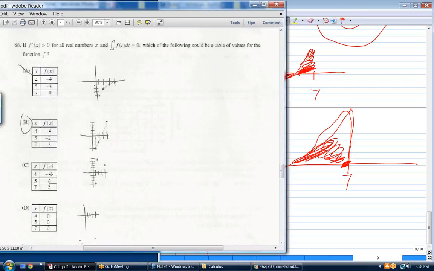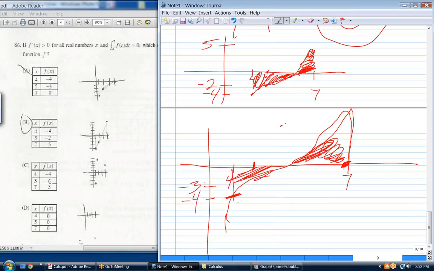Well, B could be right, but notice that C cannot. Do you see why C cannot be right? Because it's not always increasing. Exactly. It starts negative, goes up to 6, and then goes down to 3. So it's falling from 5 to 7. And D, that's not always increasing. That is flat between 4 and 7.